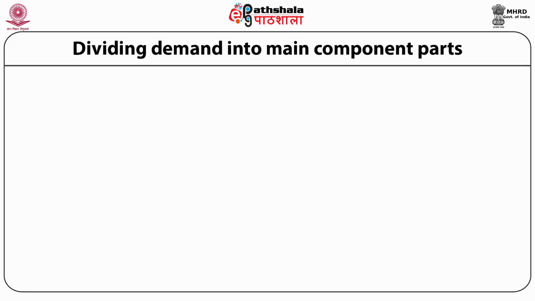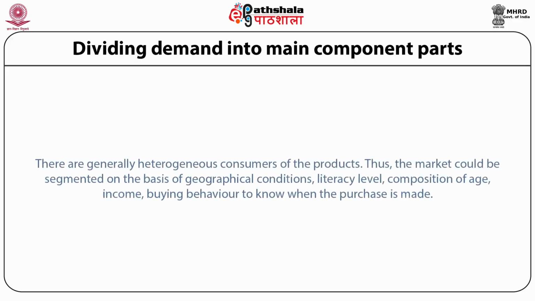Then comes dividing demand into main component parts. There are generally heterogeneous consumers of the products. Thus, the market could be segmented on the basis of geographical conditions, literacy level, composition of age, income, and buying behavior, to know when the purchase is made.